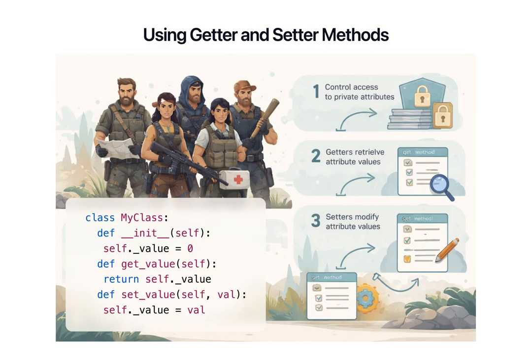Getter and setter methods are used to control access to private attributes. Getters retrieve values, while setters allow for modification, ensuring controlled interaction with data.